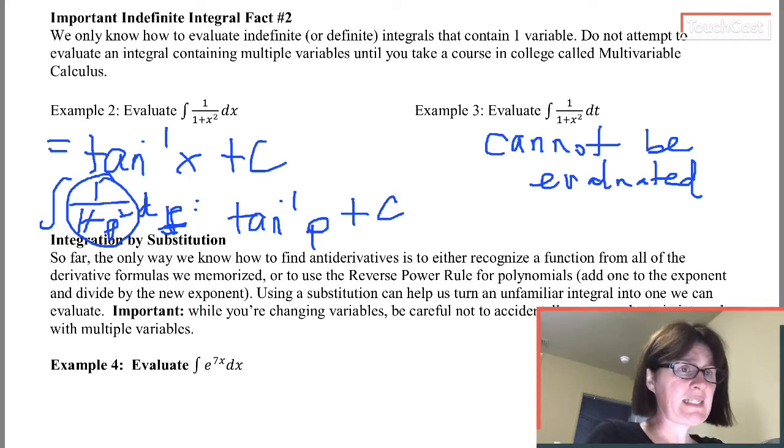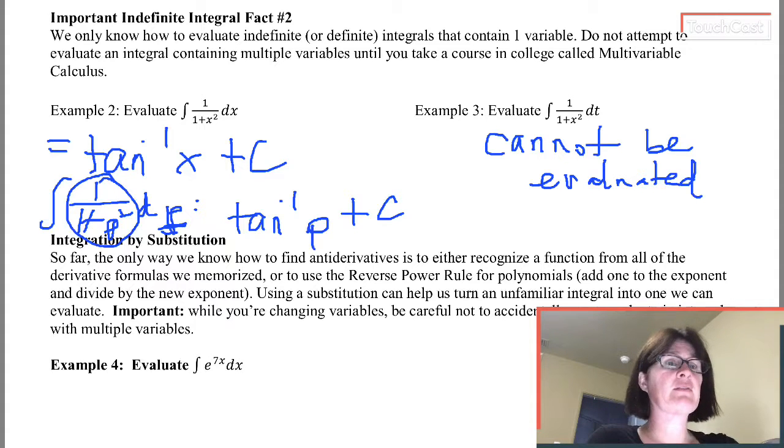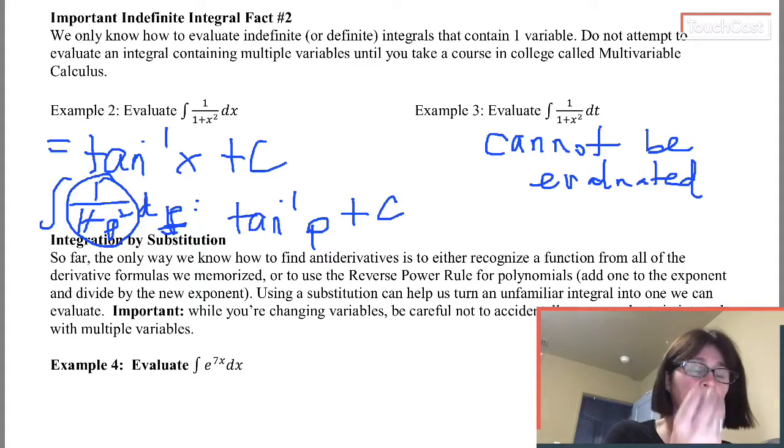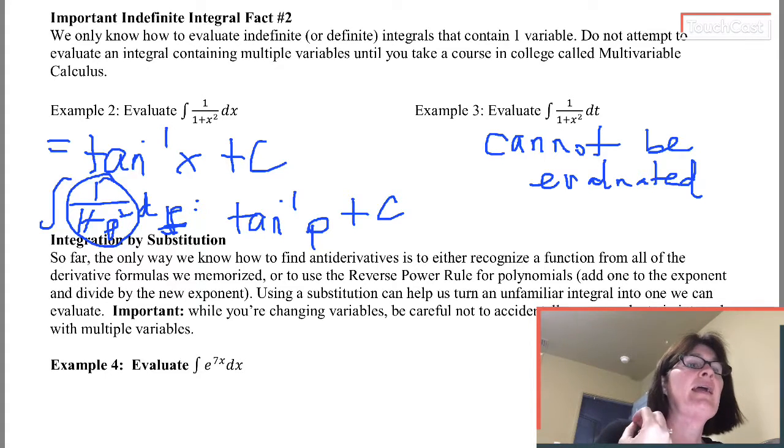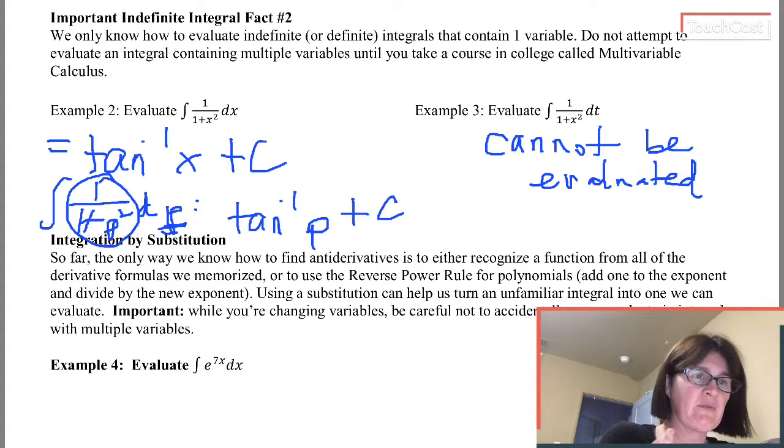So you're never going to see something like that on the AP test. They won't mess around with you and give you an integral that has 2 variables in it. But I'm warning you because we're about to write integrals with different variables in them. We're about to try to change the variable that we use. And you can't actually go through that process of trying to find an antiderivative if there's more than one variable in your integral.